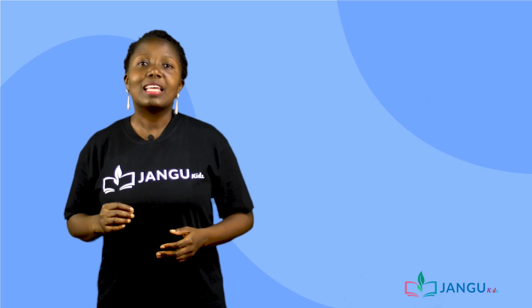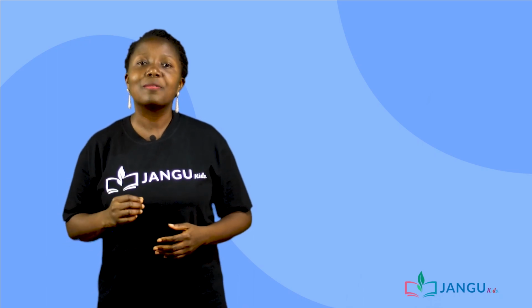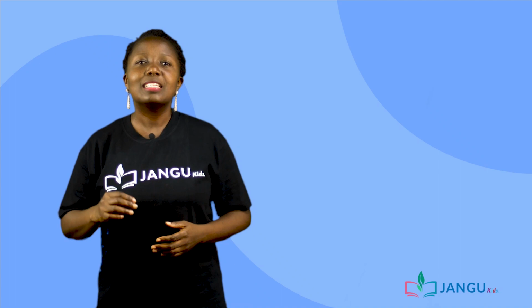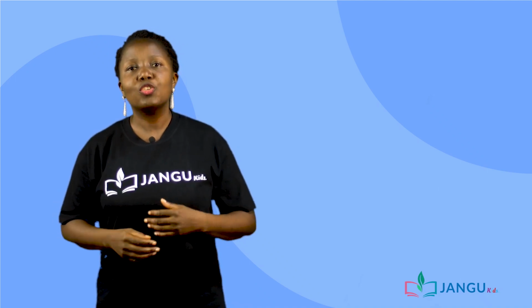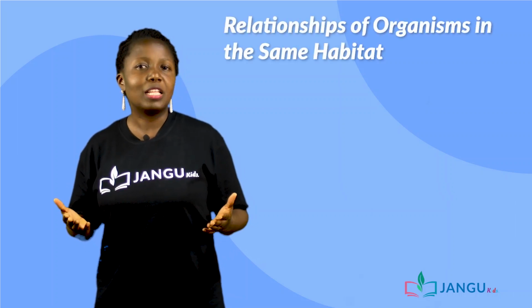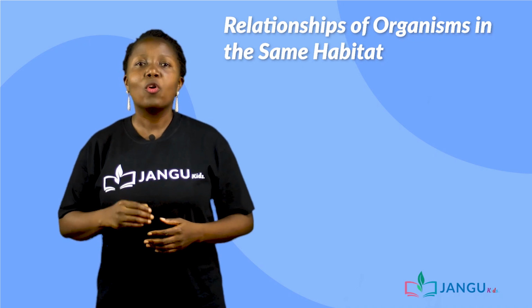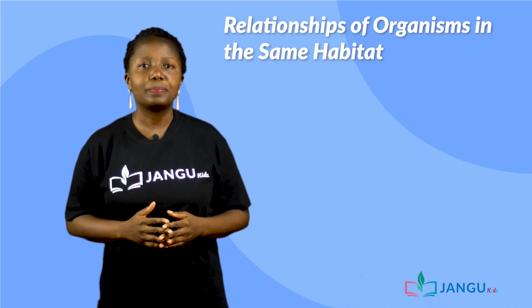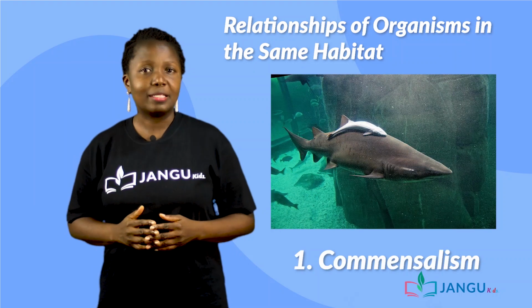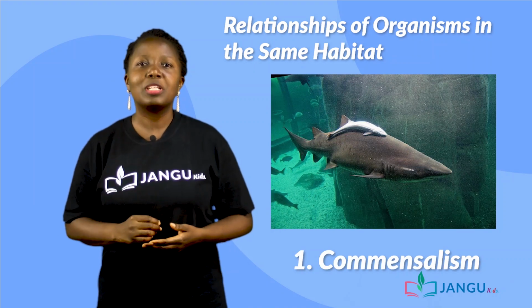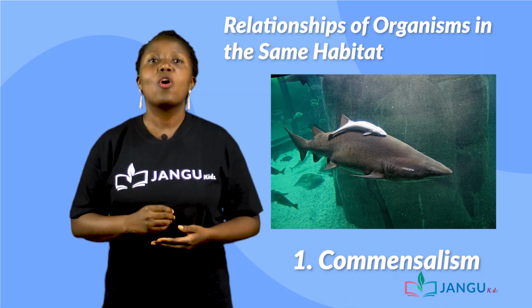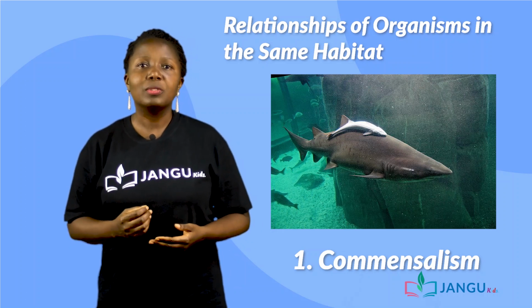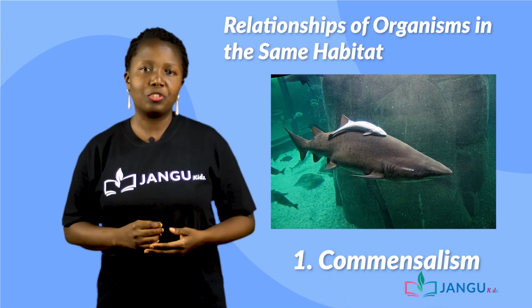Living organisms that live in the same habitat interact every day. This interaction is a vital part of how they develop and change over time. The following are basic types of relationships that living things have with one another. 1. Commensalism. This is a symbiotic relationship in which one organism consumes the unused food of another. Example, the shark and the remora fish.